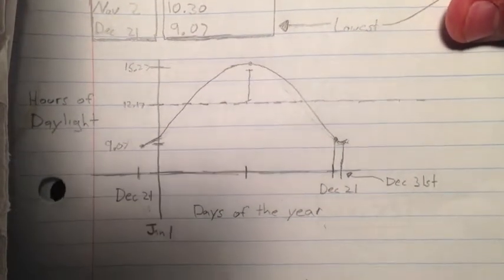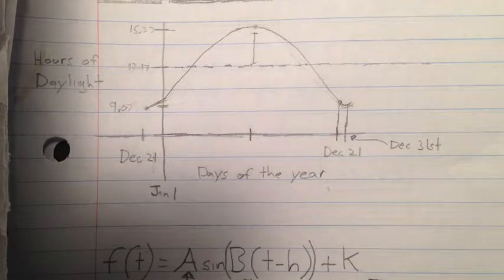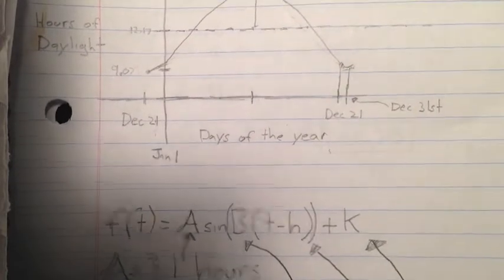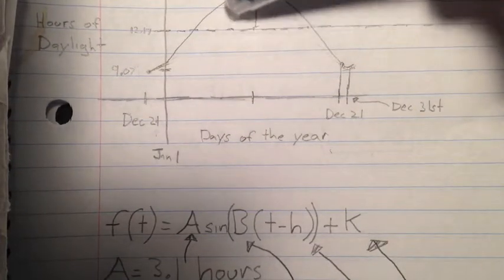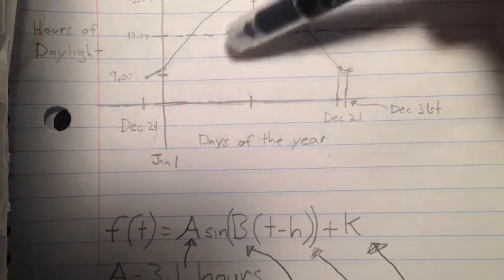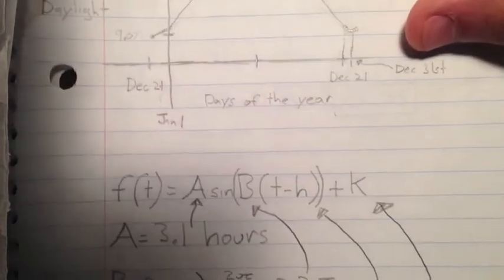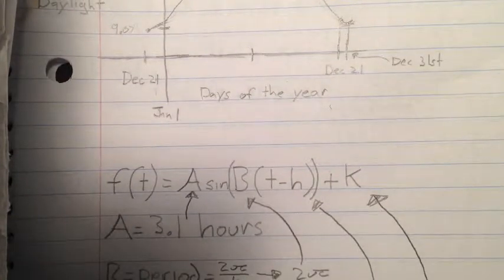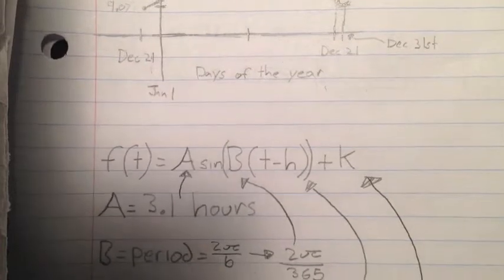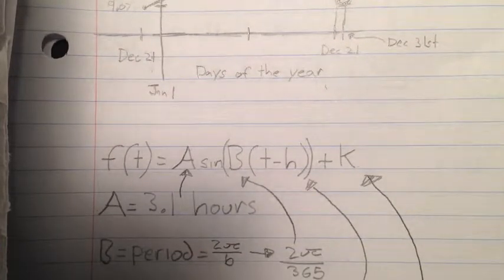So the equation for a sinusoidal function is f(t) = a sin(b(t - h)) + k, and we already know that the amplitude is 3.1 because that's the distance from the midline here and here. And the period was actually surprisingly easy to find. Since it's 2π over b, it's just 2π over 365.